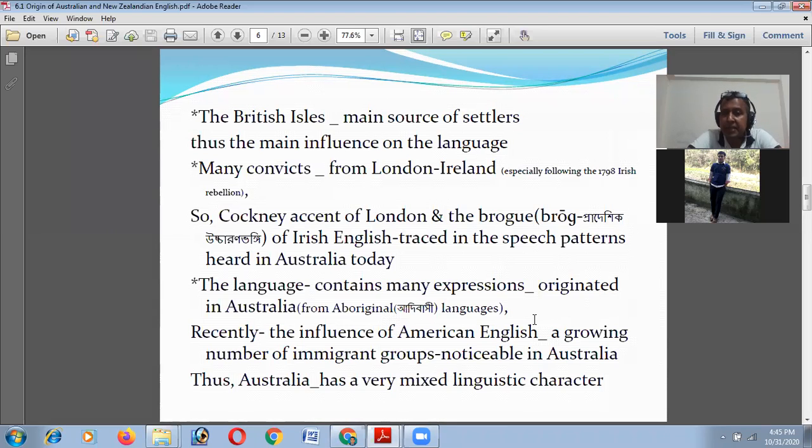The language contains many expressions originating in Australia from Aboriginal languages as well. And recently, the influence of American English and a growing number of immigrant groups is noticeable in Australia. Thus, Australia has a very mixed linguistic character. So the people now living in Australia are not only British people, some free settlers from America also went to Australia. So we see the mixed linguistic or pronunciation pattern of Australian English.